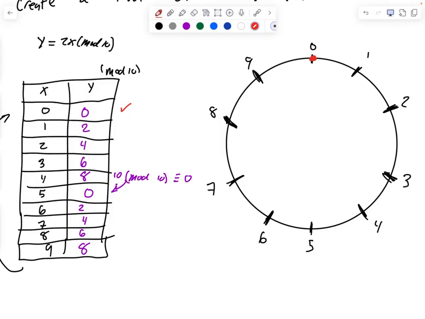What does 2 go to? 4. So starting at 2 goes to 4. What does 3 go to? 6. 4 goes to? 5 goes to? 6 goes to? 2. 7 goes to?